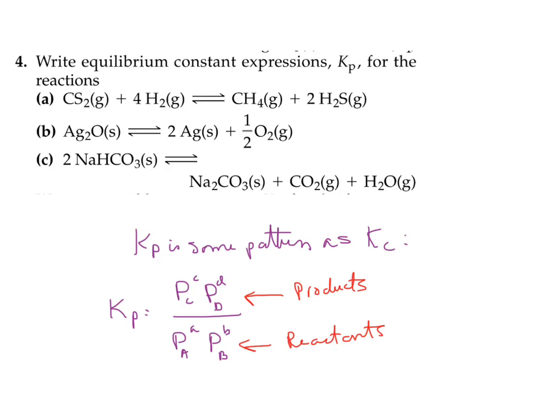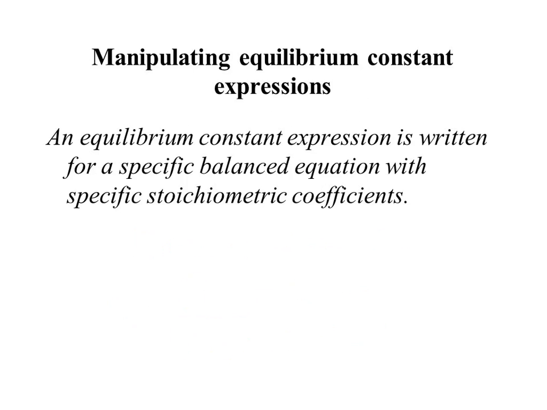For these, all you're supposed to do is say Kp is equal to, and then for instance, the first one would be the partial pressure of CH4 raised to the first power times the partial pressure of H2S raised to the second power, divided by the partial pressure of CS2 raised to the first power times the partial pressure of H2 raised to the fourth power. See how that goes?